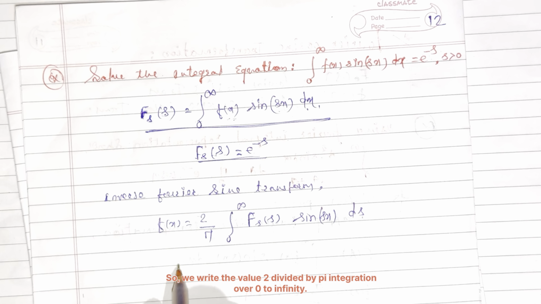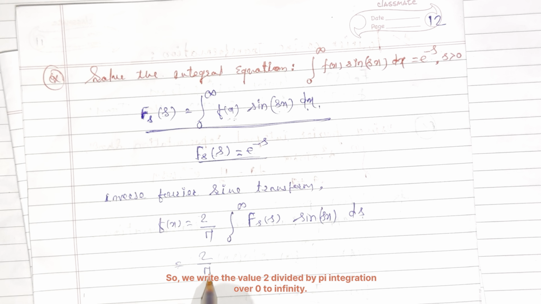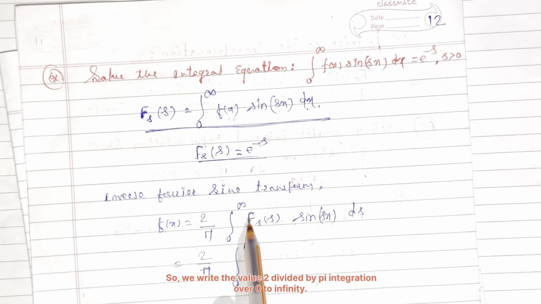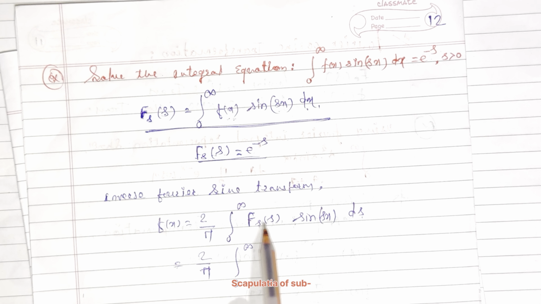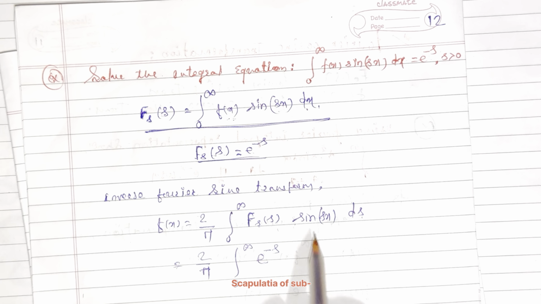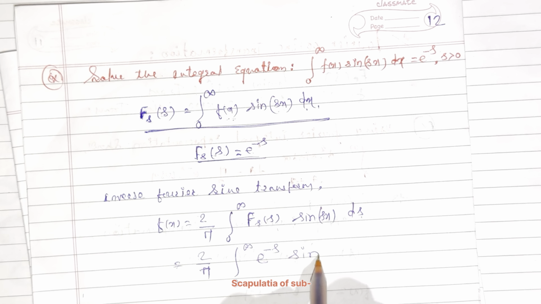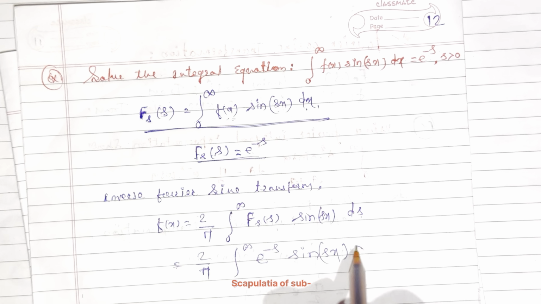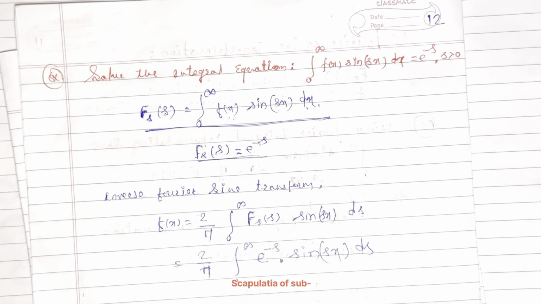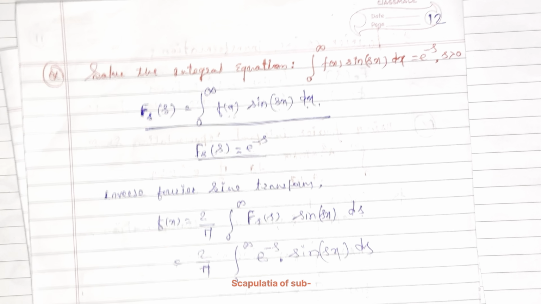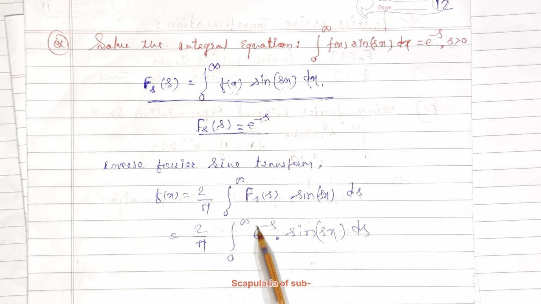So we write the value 2 divided by pi, integration over 0 to infinity, capital F sub s of s, that means the Fourier sine transform of s, which is e raised to minus s, and sine sx ds. This is just the replacement of values in our Fourier sine and inverse Fourier sine transform.